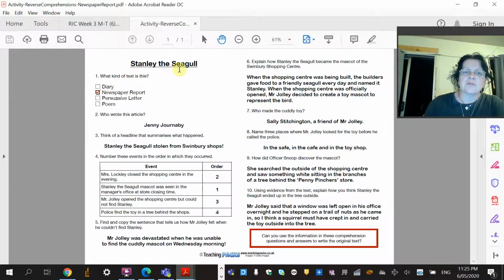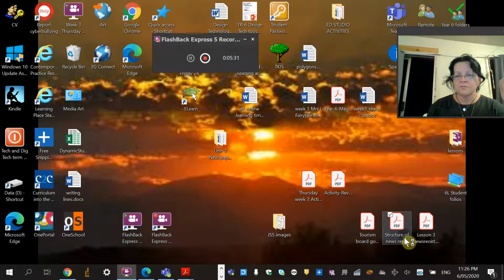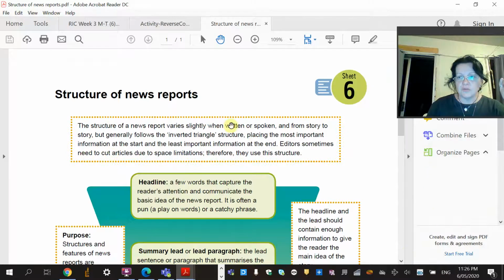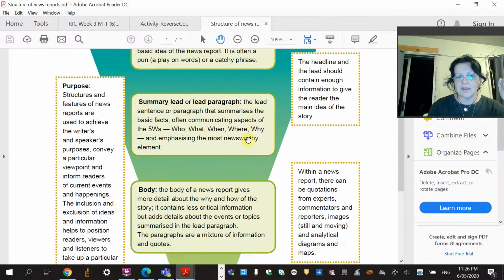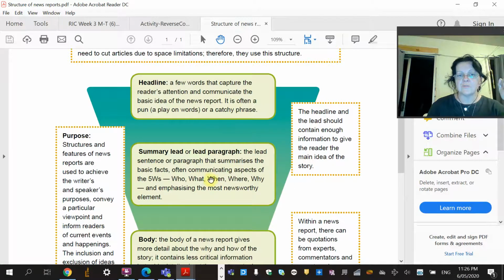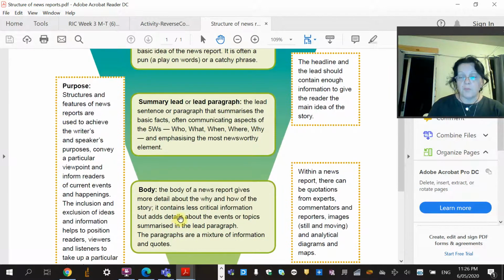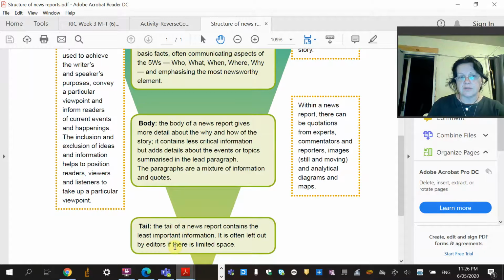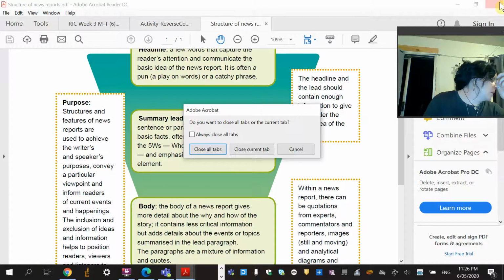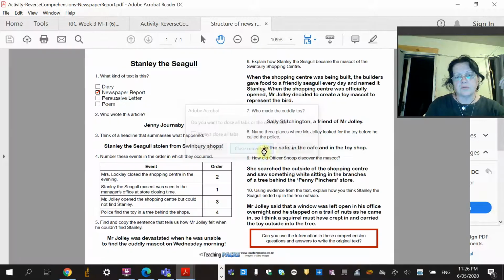So they've gone Stanley the Seagull, that's the topic. That is not your heading. You can head it up however you want. What you're doing is you're looking at this information here, you're pulling it all together, and you're structuring it as a newspaper article. Okay, so you're doing your headline, your summary or your lead, your who, what, where, whys, make it really catchy, the body with the detail, and the tail of it. So you follow the structure of the news article.